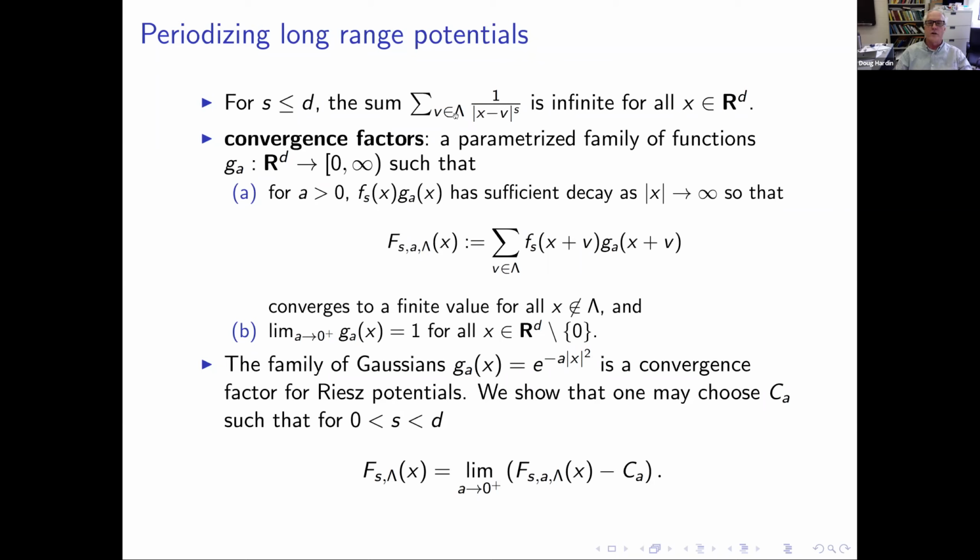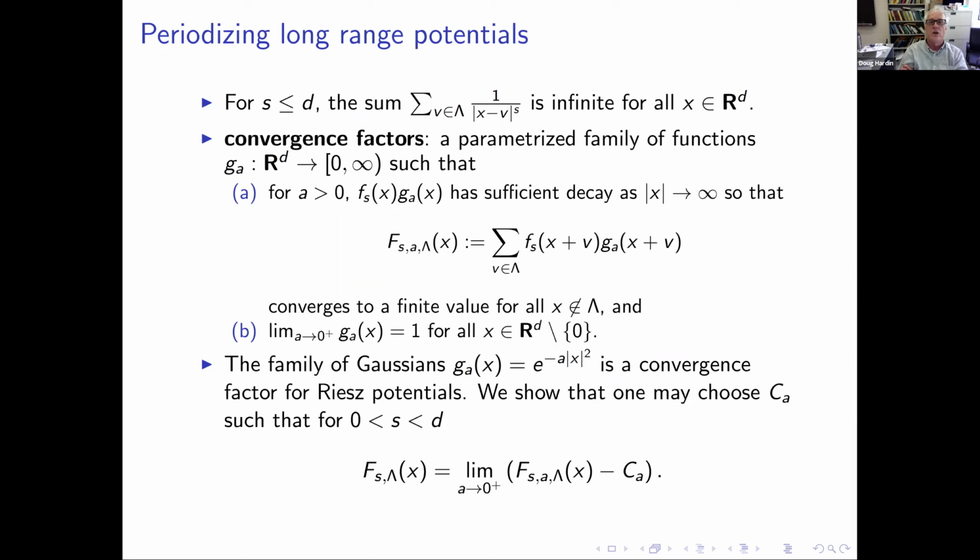the energy is infinite. So there are different ways of renormalizing the energy to end up with a finite periodic energy. One way is the use of what are called convergence factors. I'd like to say a little bit about this, and I may say a little bit about some other ways. I'm happy to answer more questions about this.